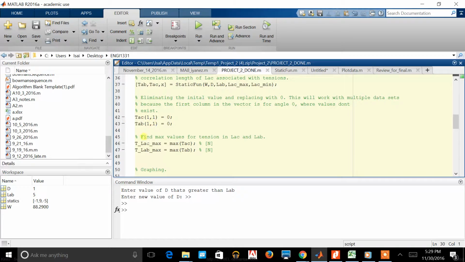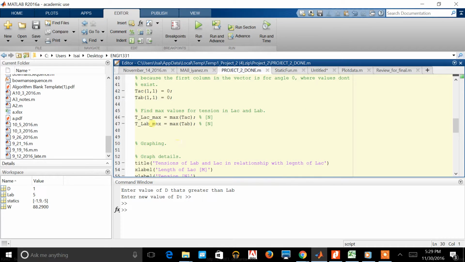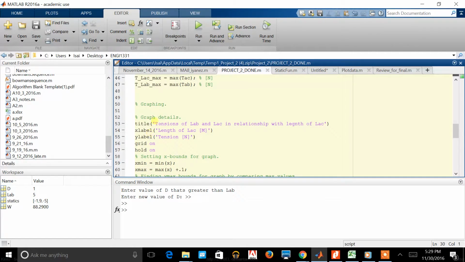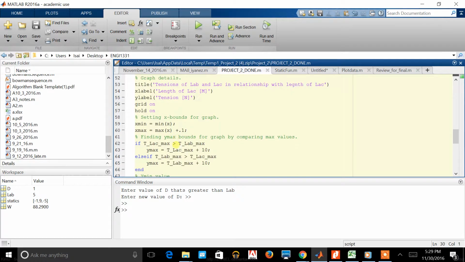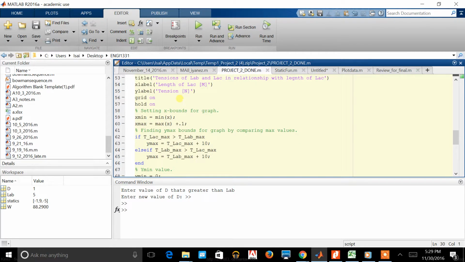We then use the max function here in order to find the max values for tension in LAC and LAB in newtons. Then this here takes us to our graphing, where we have our title, our X label, Y label, and we have the grid on, and then we set our X bounds for the graph.